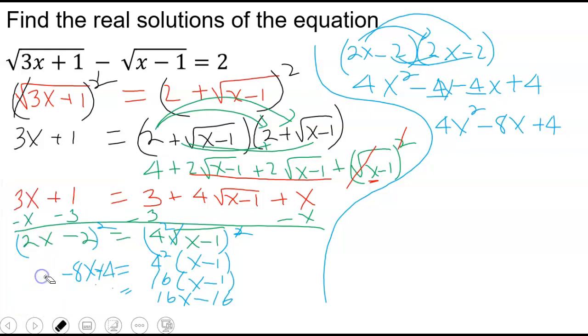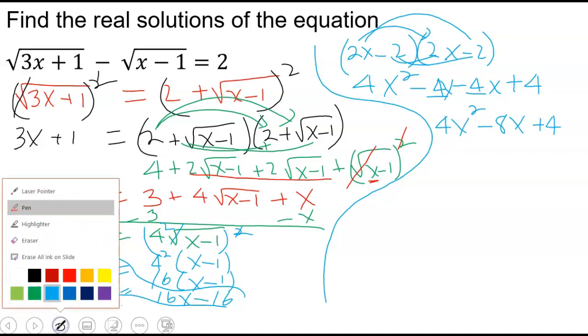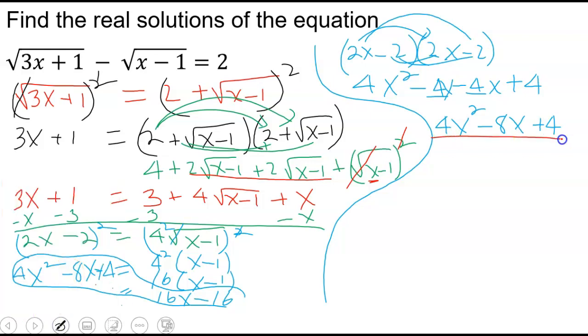Clean this up a little bit. Okay, so yep, this is where we are now. Alright, so now we see it is quadratic, so we're going to move everything on one side and then solve. I'm going to move it up here. So we have 4x squared.